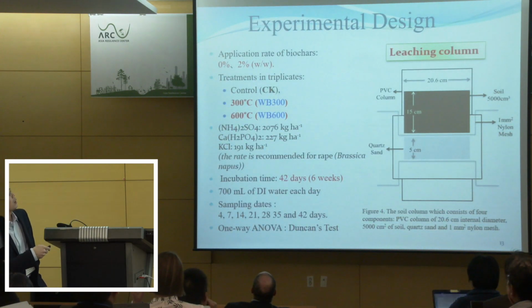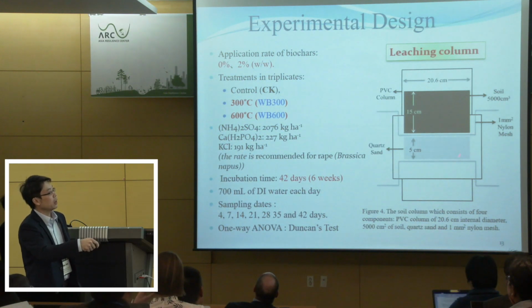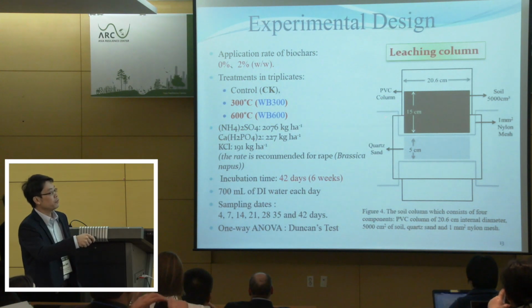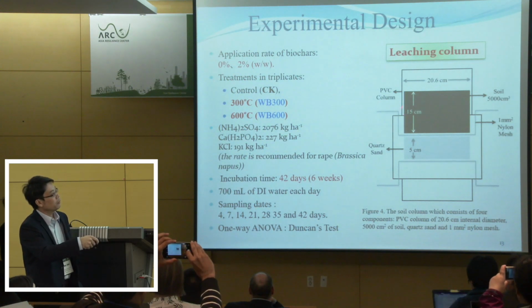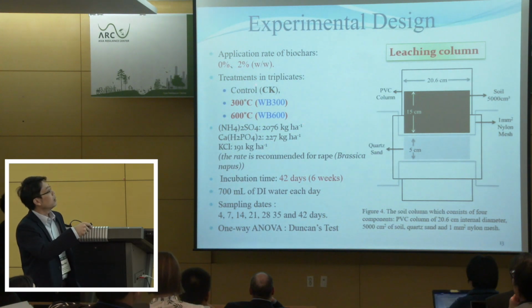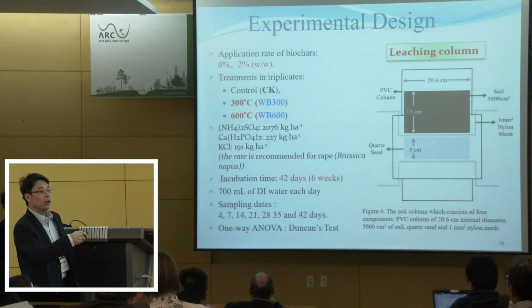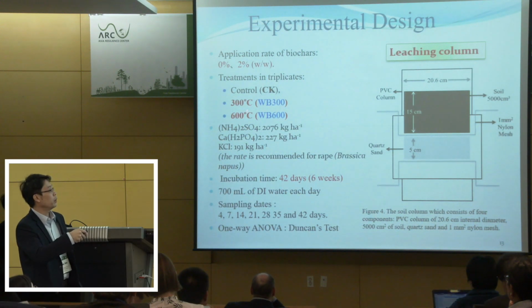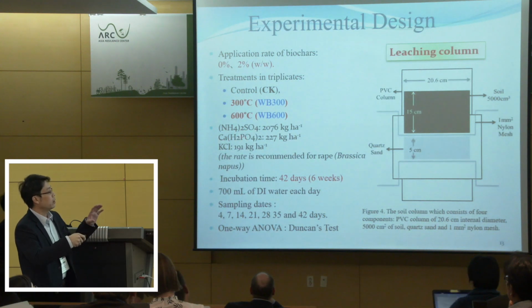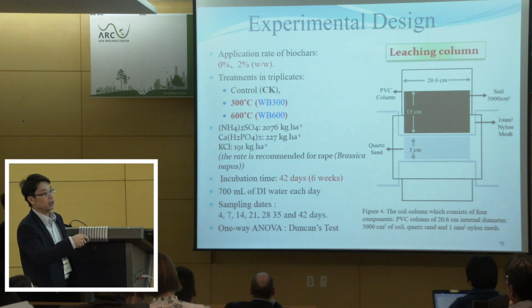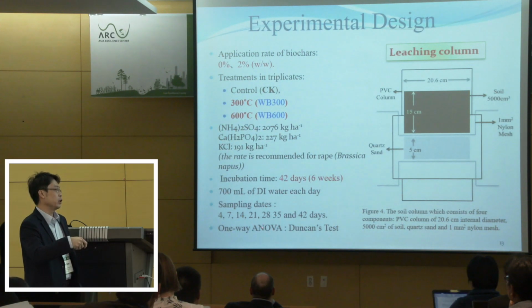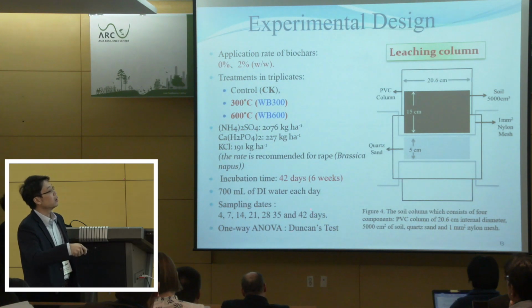We designed a column, a leaching column. We filled the soil to about 15 centimeters in this column, and we used two application rates, 0 and 2% of biochar, and the two kinds of biochar, low temperature and high temperature. In all treatments we added the same content of chemical fertilizer, and we had an incubation time of about 42 days. We added 700 milliliters of DI water each day and collected the leachate for these days.